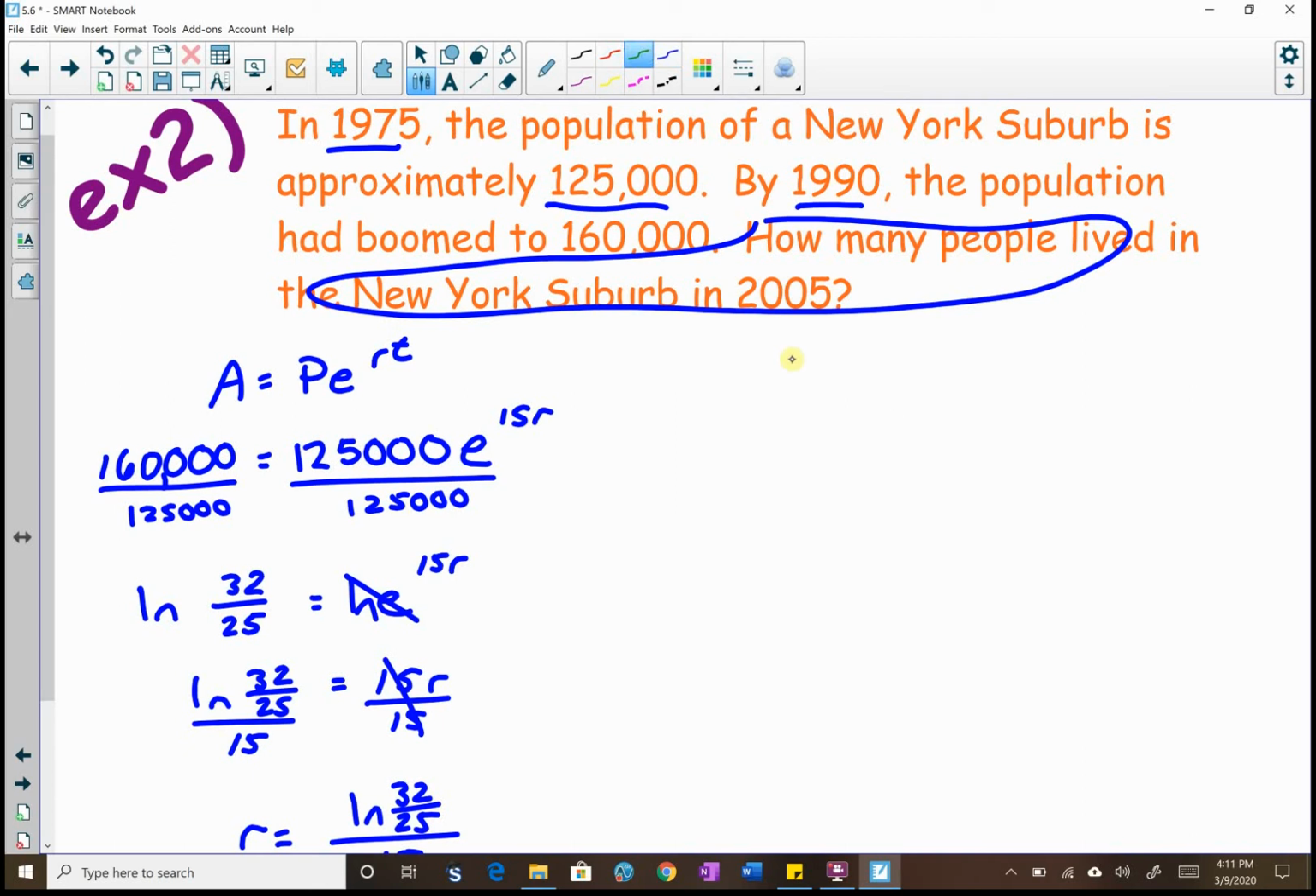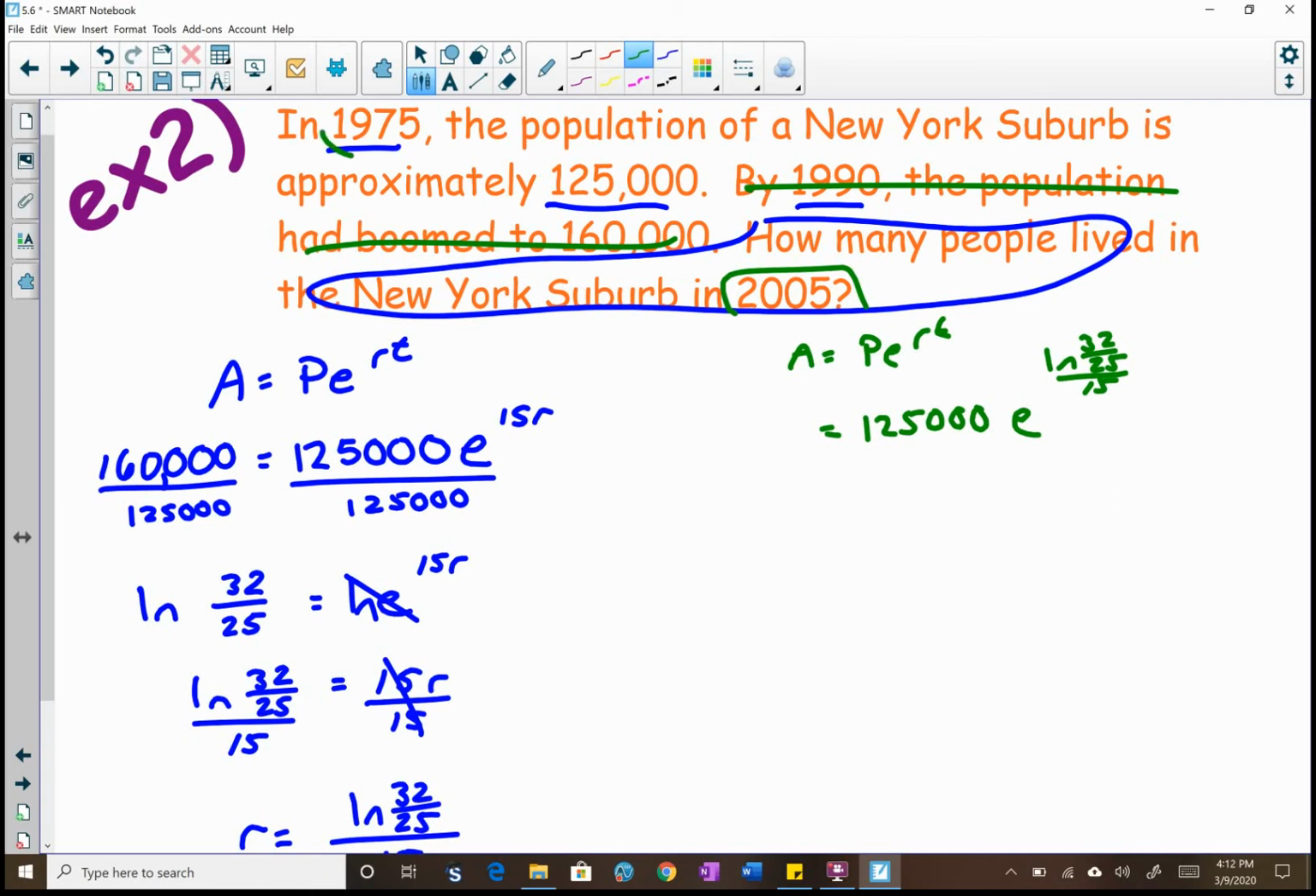Okay, now let's go back and we're going to rework the problem, but with our new information. So I know my initial, I'm done with this 1990 statement. My initial is still 125,000. That does not change. I know my rate is natural log of 32 over 25 over 15. Okay, now it says how many people lived in the suburb in 2005? Well, from 1975 to 2005, 30 years have passed.